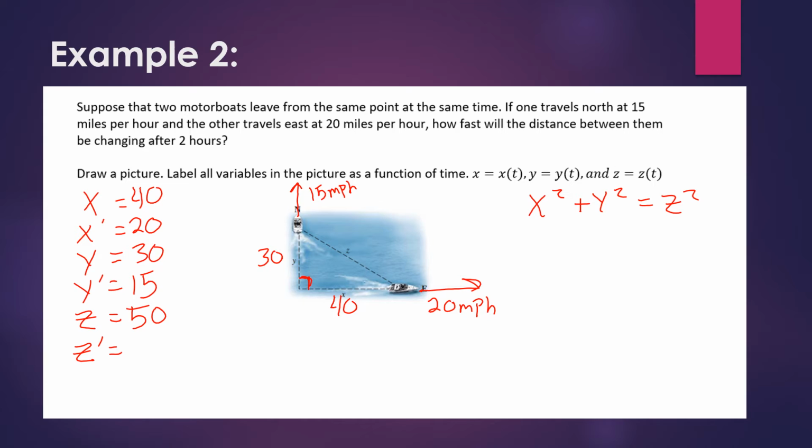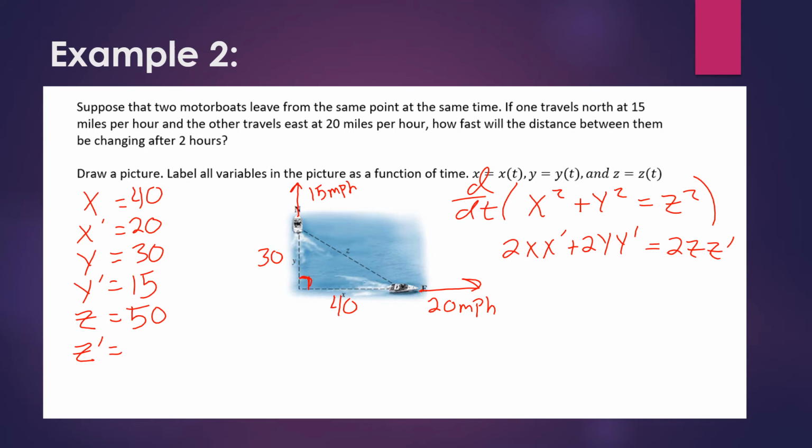And I'm trying to find the rate at which these boats are moving away from each other. So that would be z prime. The distance between them would be the hypotenuse of this triangle. So if I use some implicit differentiation, taking the derivative of everything with respect to time, I'll get 2x x prime plus 2y y prime equals 2z z prime.